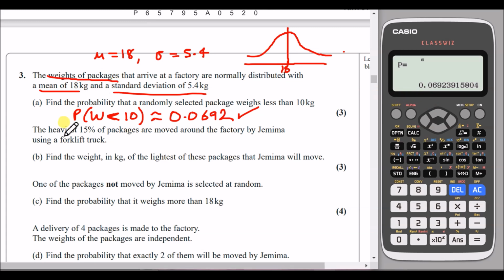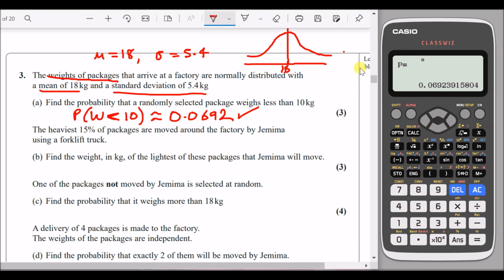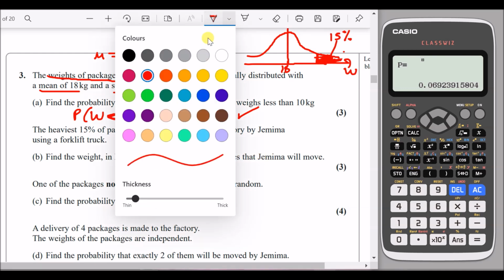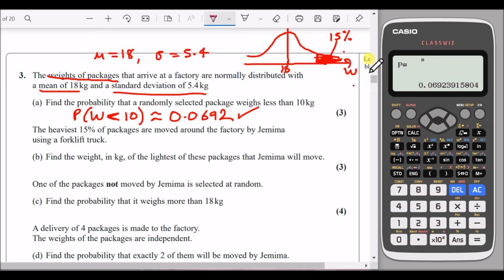Now, it tells us here that the heaviest 15%, so the heaviest will be on the right side, yeah? So you can think of this as the weight, W. The heaviest 15% will be the last end of the tail. This area is going to be worth 15%, okay? That's what it's trying to tell us here. Now, they want us to find the weight in kilograms of the lightest of these packages, the lightest possible of that 15%. Well, the lightest will have to be at the start of it. This will be the lightest item, whatever package that is.